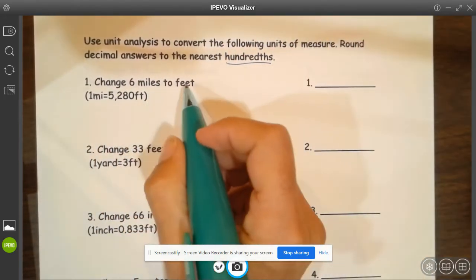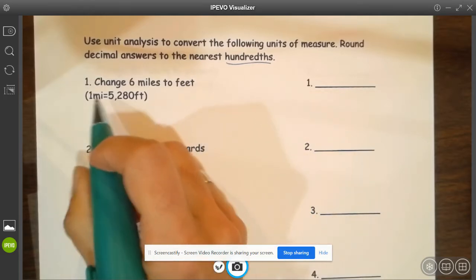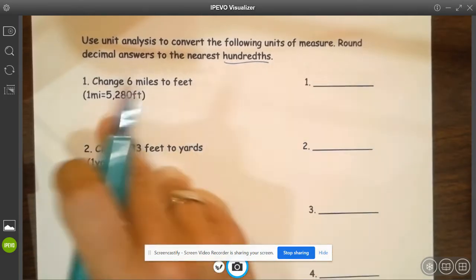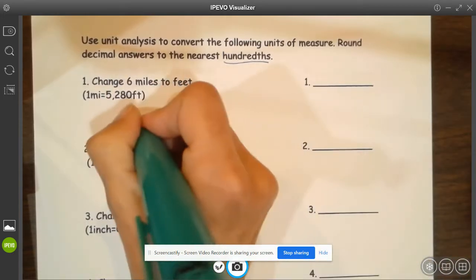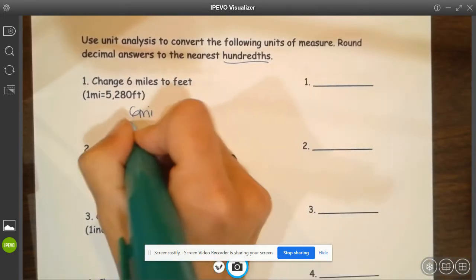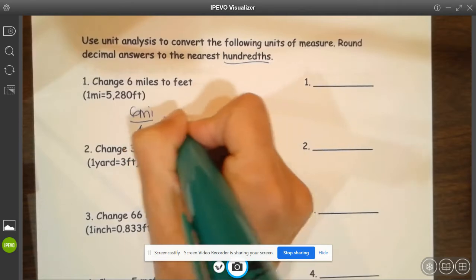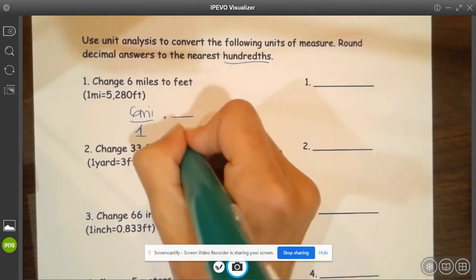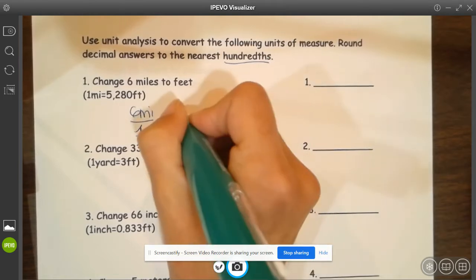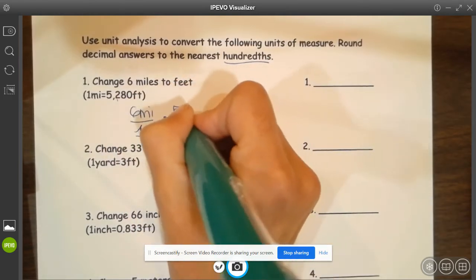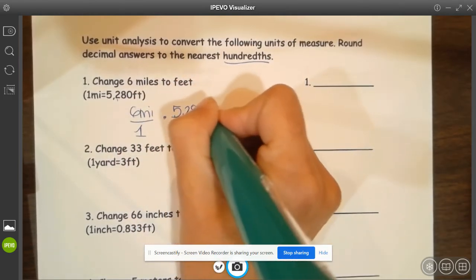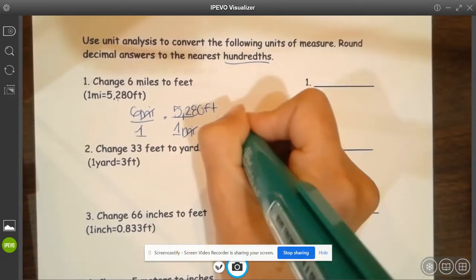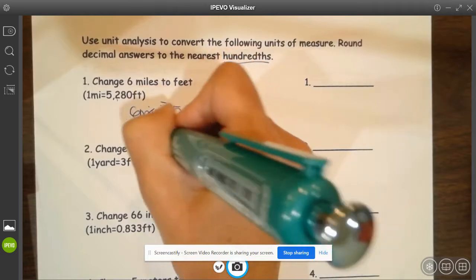So change 6 miles to feet, and we know that 1 mile equals 5,280 feet. Okay, good. That's the information that I need. So that's 6 miles over 1 times, I'm going to put miles on the bottom so I can cancel my units. So 1 mile over, and then that equals 5,280 feet. And my answer will be in feet. I can cancel the miles here. So then I multiply across.